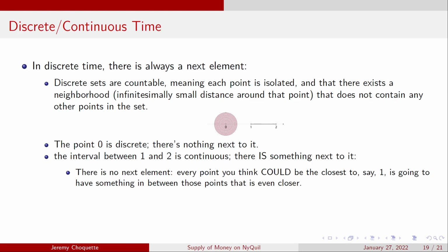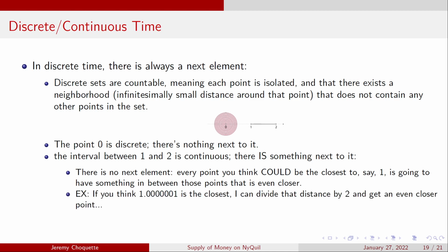There's no next element. And what do I mean by this? Well, every point you think could be closest to, say, 1 is going to have something in between those points that's even closer. For example, if you think 1.00000001 is the closest to 1, well, I can take that distance of 0.00000001 and divide that by 2, and I would get a point that's even closer to 1. And I can divide that distance by 2 and get something even closer, and on and on and on. It goes on forever. Therefore, I will never get to what the next point is.